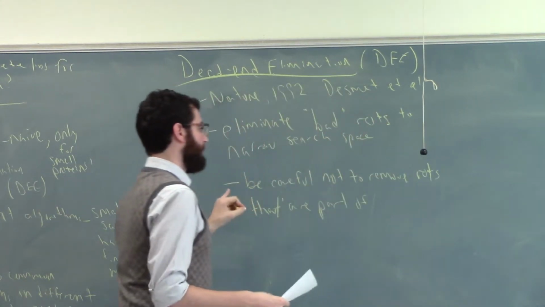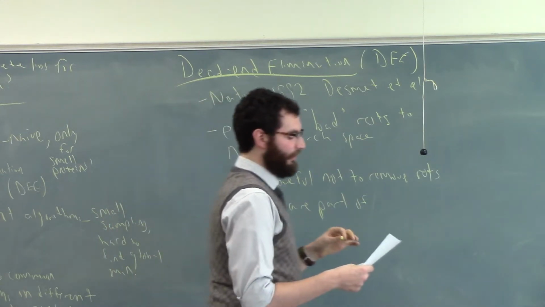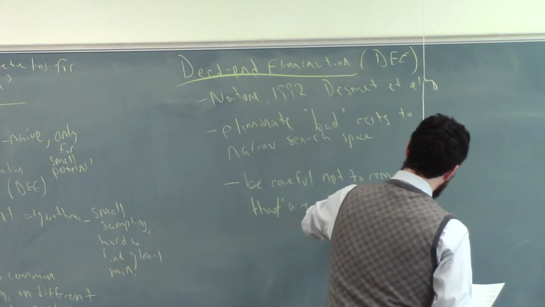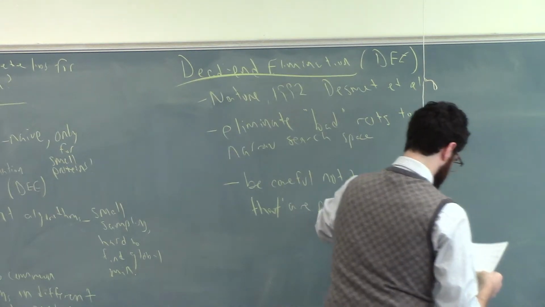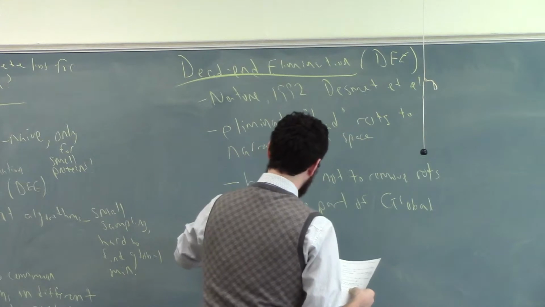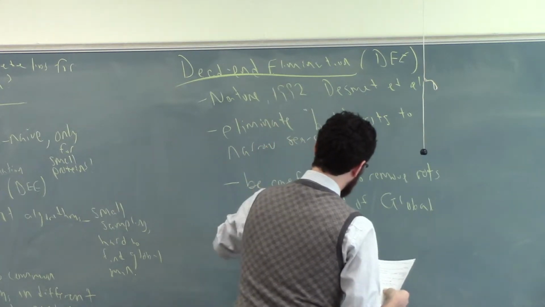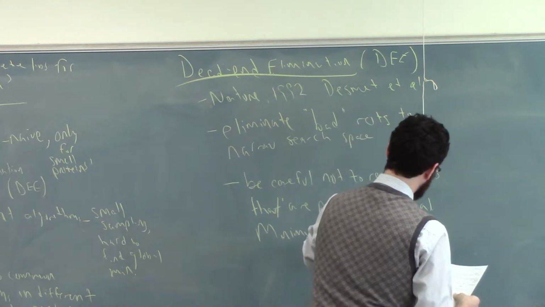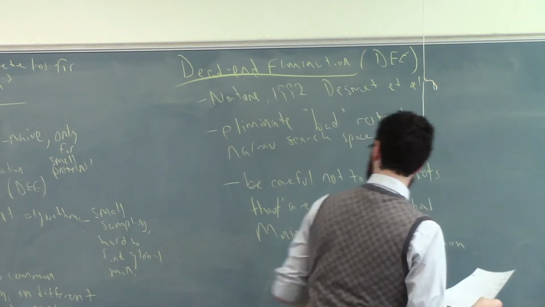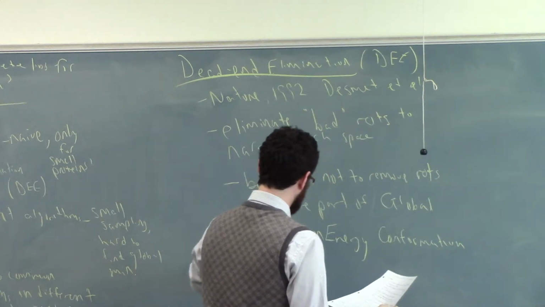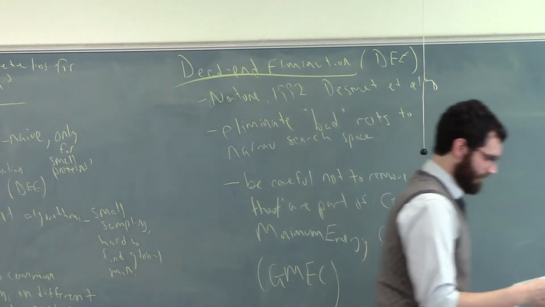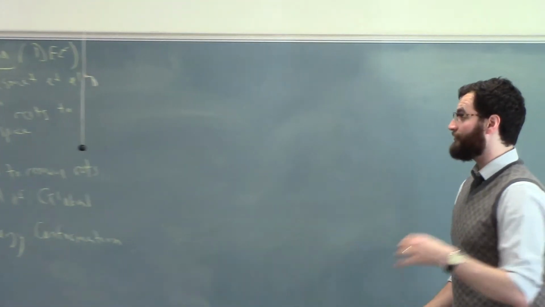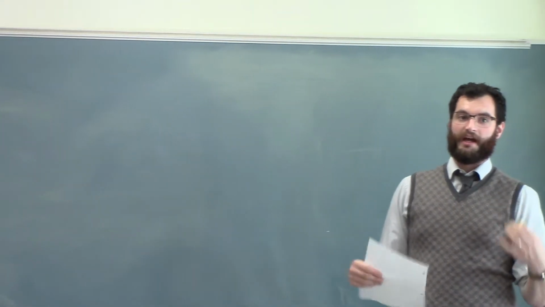Okay, so we want to be careful not to remove rotamers that are part of, and this is what they refer to the native conformation as, the global minimum energy conformation. That's abbreviated GMEC. Okay, so as always, we want to use an energetic calculation or estimate to decide which rotamers are bad.